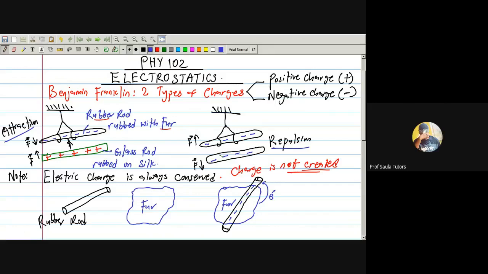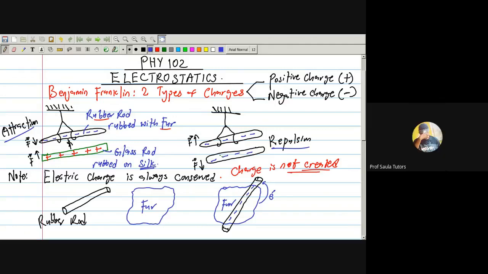On the other hand, let's look at the glass rod now. Look at this glass rod rubbed on silk. How come the glass rod has a positive charge? Now, pay attention that we cannot transfer protons. It's only electrons that are being transferred. Are we together? Yes, sir.